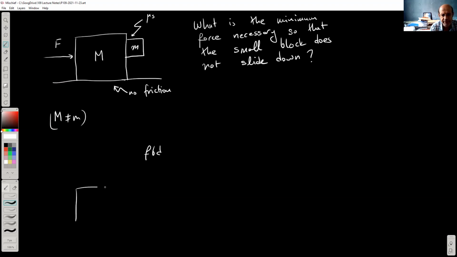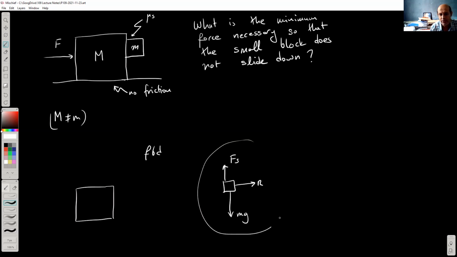So I'm just going to do this. That's the big block, that's the small block. For the small block, the gravitational force is acting on it. There's a normal force between the big block and the small block, and probably there's a frictional force, which is pulling it in the upward direction, because that's what we want. We want this to be not sliding downward, and as a result, it remains at rest in here. That means that there has to be an upward static friction force. So these are all the forces acting on the small block.